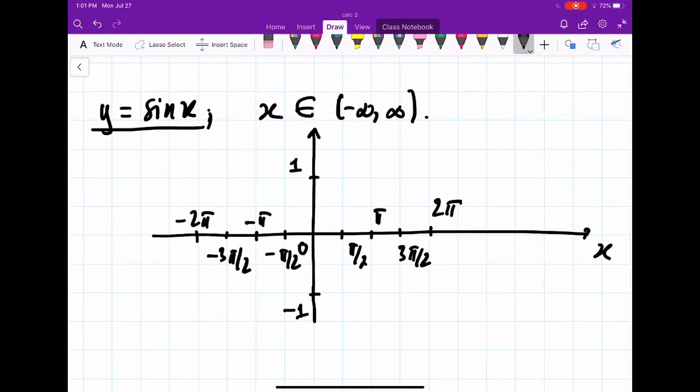When x is equal to 0, psi of x is 0. So you start from this point, right? When x is pi over 2, psi of x is 1. So you have this point, okay? And when x is pi, psi is 0. And when x is 3 pi over 2, you have negative 1 in here. And if x goes back to 2 pi, you get 0. So basically, the graph of psi looks like this, okay? That is from 0 to 2 pi, and so on, right?